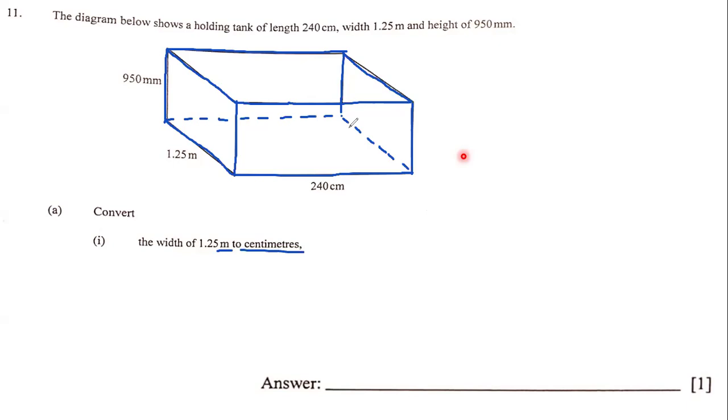converted from 1.25 meters to centimeters. So basically that's what we want to do. We have 1.25 meters, and our goal is to convert this into centimeters. Again, we have 1.25 meters, and our goal is to convert it to centimeters. Okay.